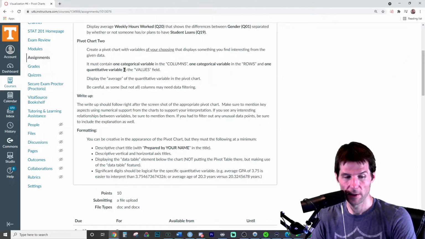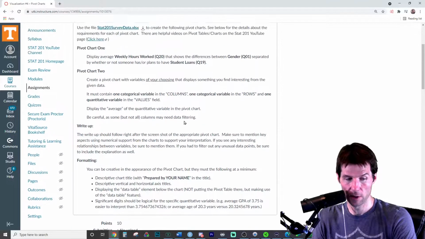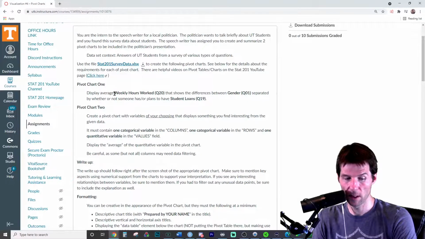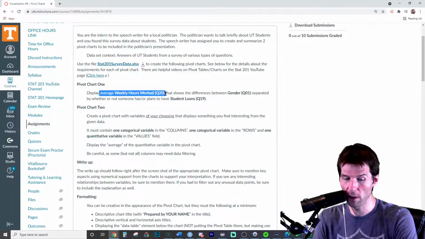If you look at this right here, you need one categorical variable here, one categorical variable here, and one quantitative variable, using the mean for that quantitative variable. Up here, it's the same sort of thing. You're doing the average of weekly hours worked, which is the one in the value field, and then you're doing gender and student loans. So here, let's take a screenshot of this.